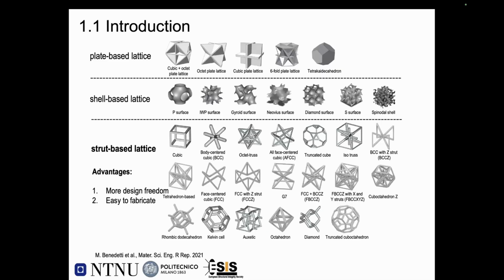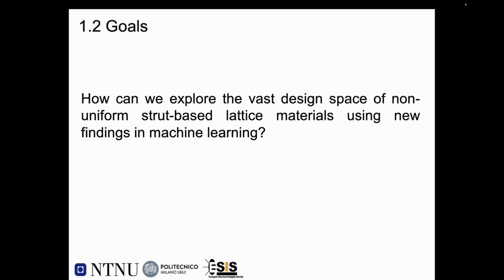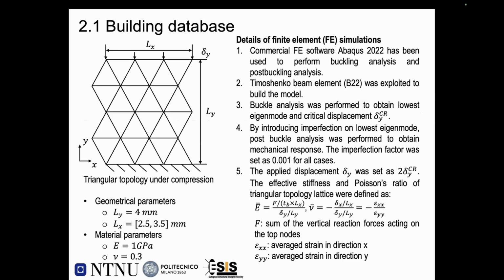Vice versa, actually, they have achieved ultra high stiffness or ultra high strength. However, the reason we choose the strut-based lattice is that it offers higher design freedom, is easier to design, and is also easier to fabricate. This is the reason we choose strut-based lattice materials here. And our goal is simple: how can we explore the vast design space of non-uniform strut-based lattice materials using new findings in machine learning? Here, I want to show you the first step, which is how to build the database.